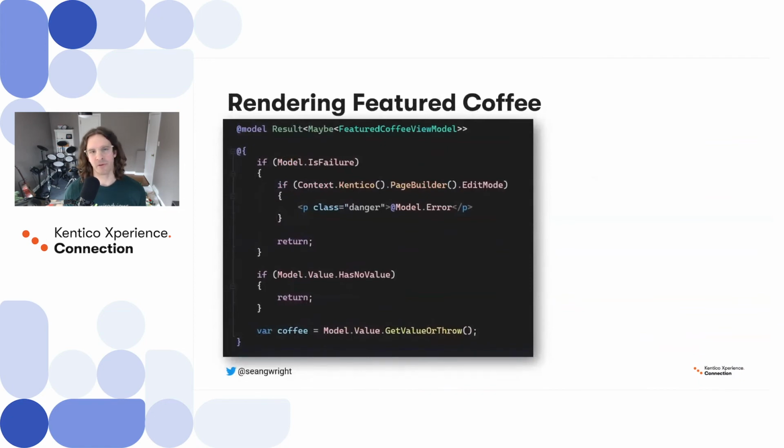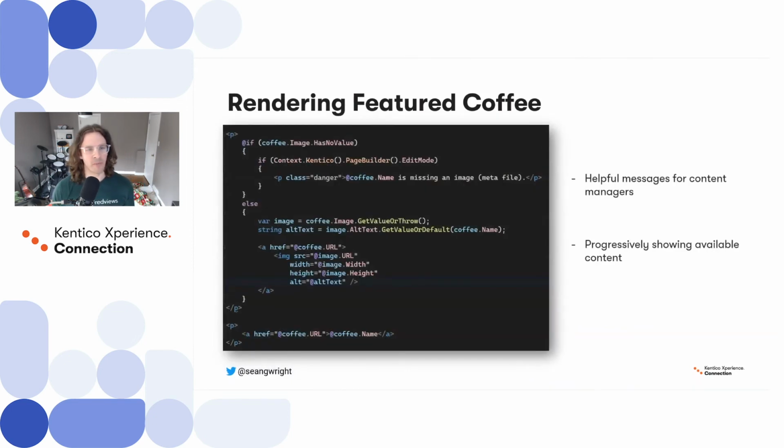Okay, what about when we want to render this coffee? How are we going to do that? Well, we're still going to have those procedural checks at the point of rendering. And this would be the case if we were using nulls or the null object pattern or something else. We still want to check and make sure the thing is there before we render it. In this case, we are going to show the error to content managers when they're in the page builder.